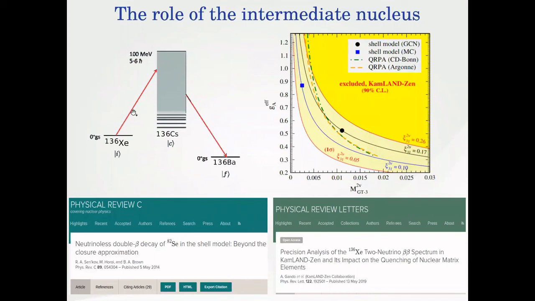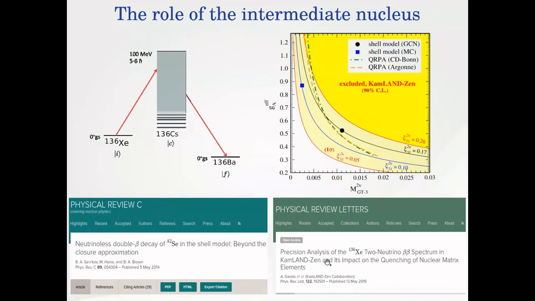You see here 136 xenon, the calculations go like that. They go through the intermediate nucleus and down to 136 barium. But most neutrinoless double beta decay calculations incorporate something called the closure approximation. Because of the uncertainty principle, the momentum of the neutrinos is very large, so they connect very large high energy states. So theorists just put an average energy for the intermediate nucleus, but knowledge of the intermediate nucleus will be further useful in reducing the uncertainty in the matrix element.